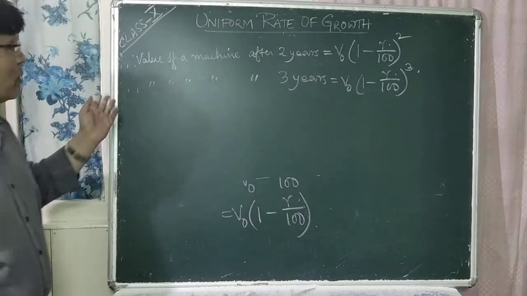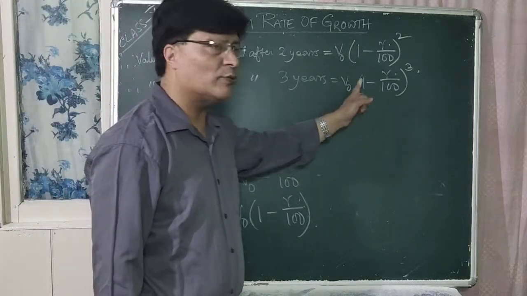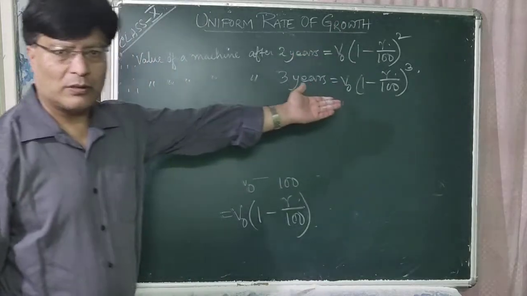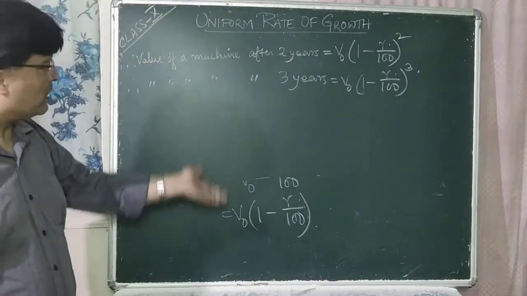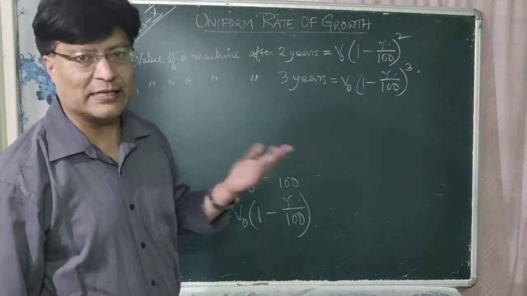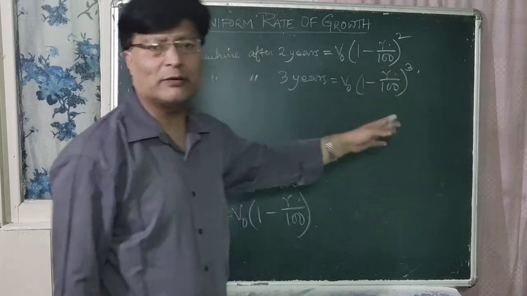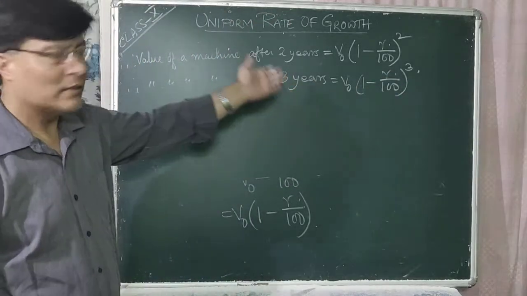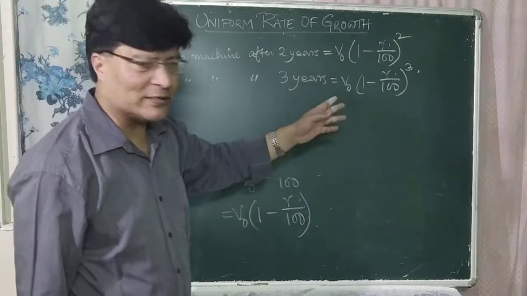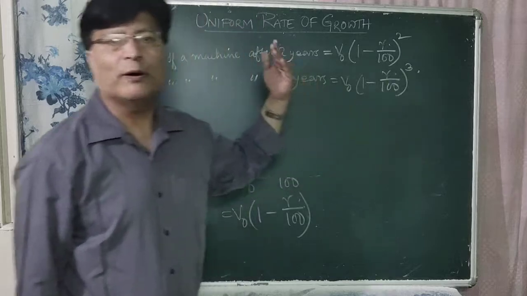Now similarly, what will be the value of a machine after 4 years? It is V0 within bracket 1 minus R upon 100 whole to the power 4. Right? Similarly, what will be the value of a machine after 10 years? It will be V0 into 1 minus R upon 100 whole to the power 10. So similarly, what is the value of a machine after n years? It will be V0 within bracket 1 minus R upon 100 whole to the power n.